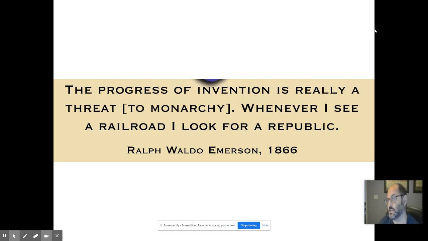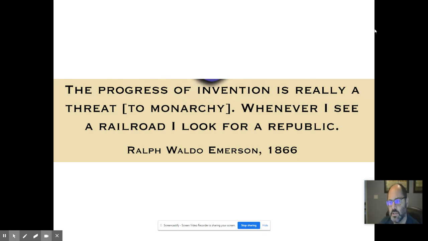And if you were to take this to today, I wonder what you would put in. You can substitute dictatorship for monarchy and maybe the internet for the railroad. And so the sentence would be, the progress of invention is a threat to dictatorship. Whenever I see the internet, a free and open internet, I look for a republic. So the idea that a government that has innovation that allows for economic freedom could also mean that there's this idea of free ideas being exchanged.